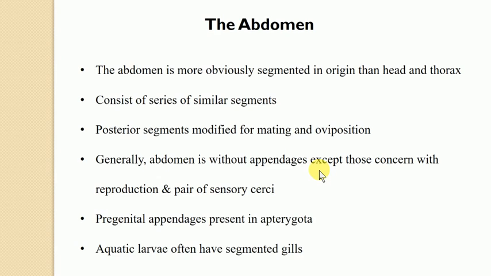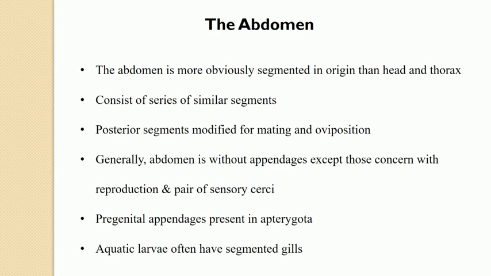Now pregenital appendages are however present in the pterygote insects and in many larval insects of the pterygota. Aquatic larvae often have segmented gills, while many holometabolous insect larvae, especially among the Diptera and Lepidoptera, are provided with lobe-like abdominal legs, and these legs are often referred to as prolegs. So this is the generality about the abdomen among the insect.